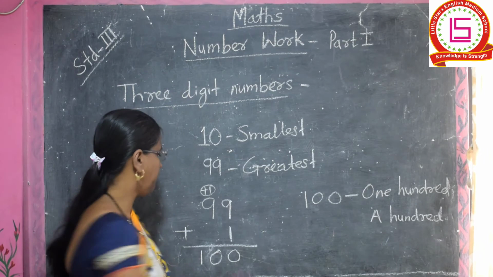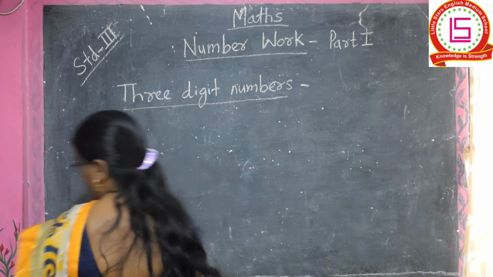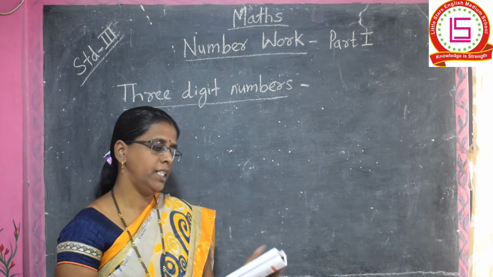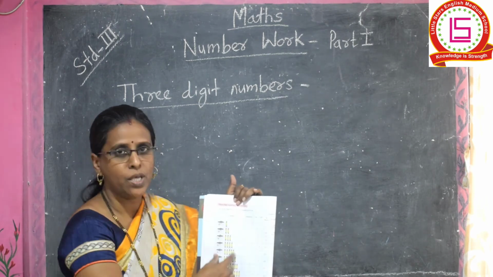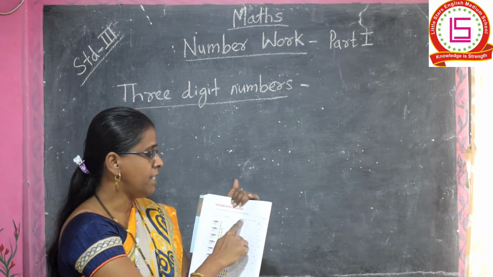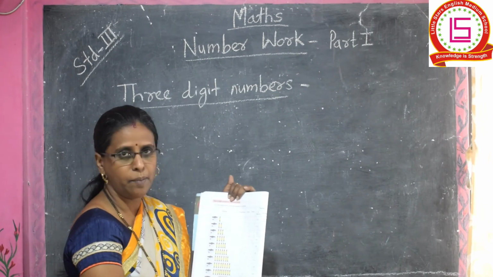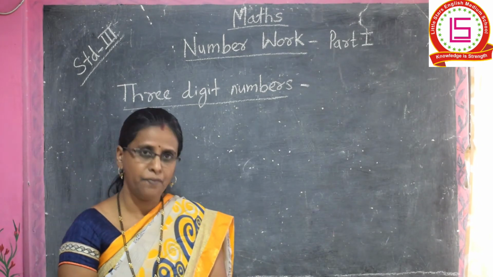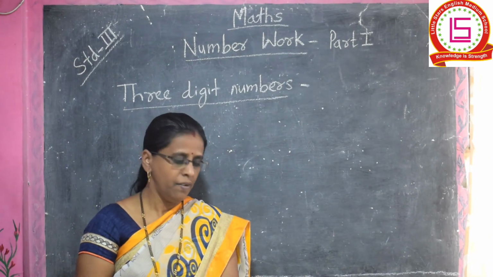Then see, in your textbook 3-digit number tables are given here. See here some crayons shown in the picture. After this we have 100s, tens and unit places. Then numbers in figures we write, and after that numbers in words. Then see the first picture.